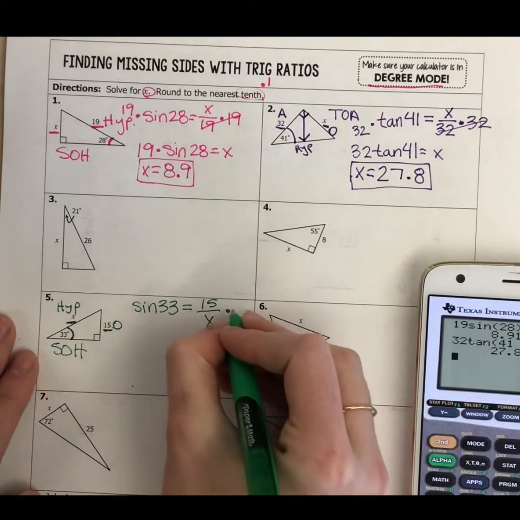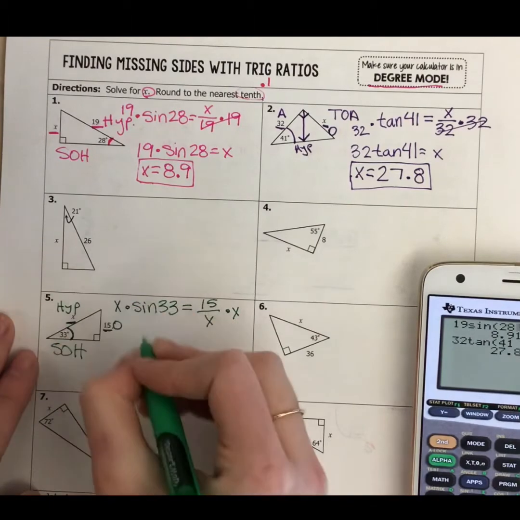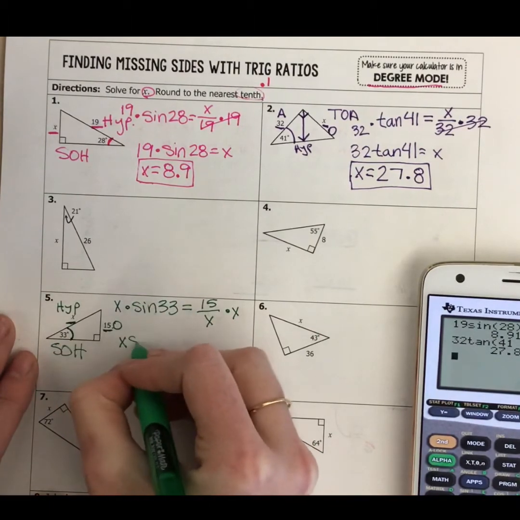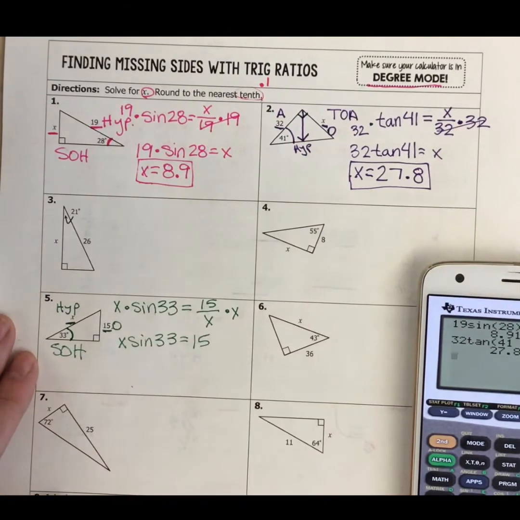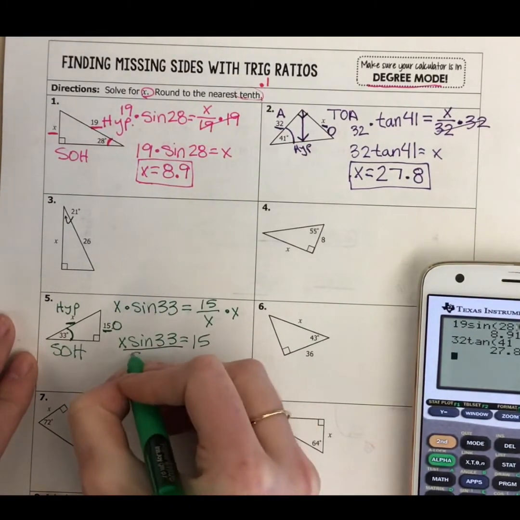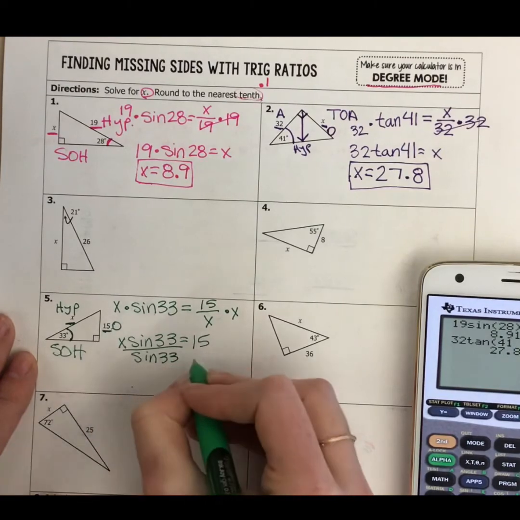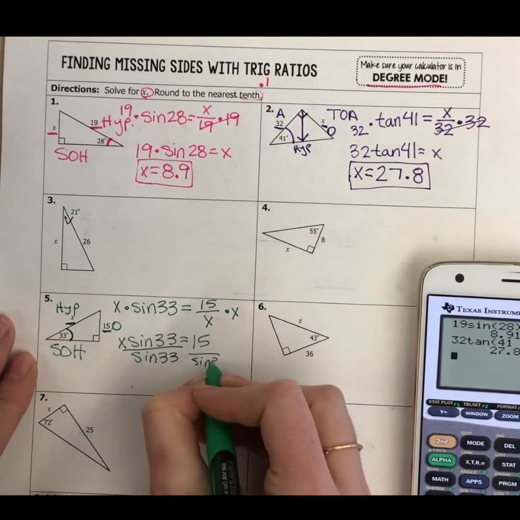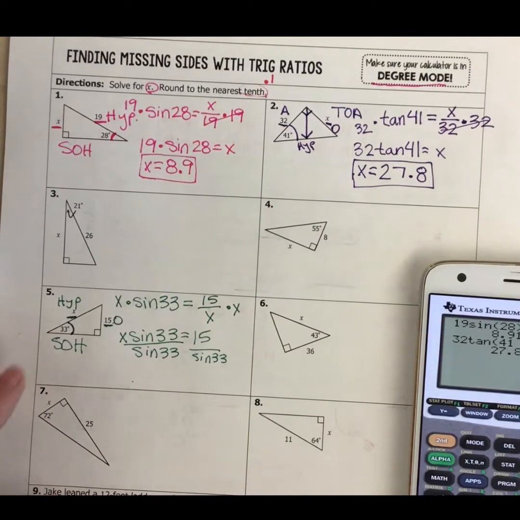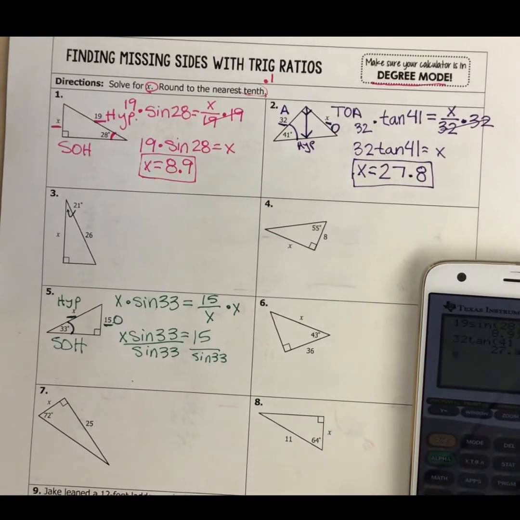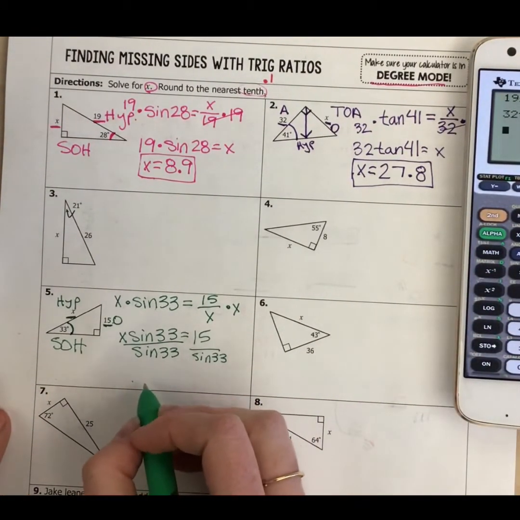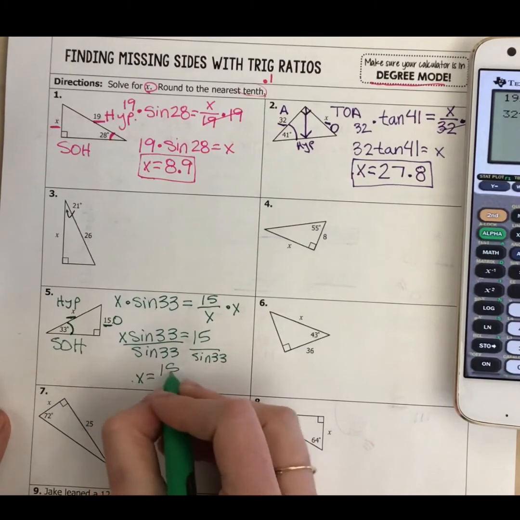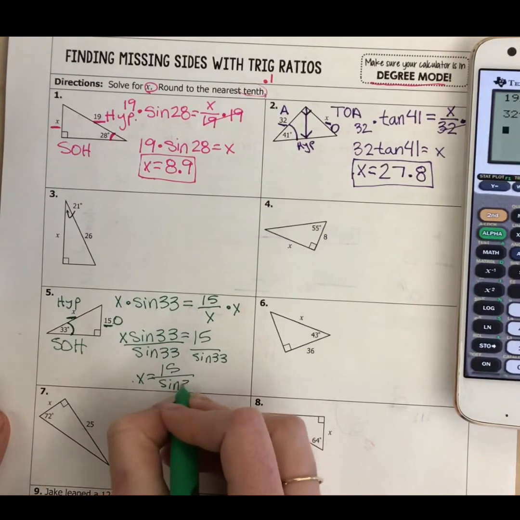You can either multiply both sides by x to get x out from being in the denominator. And then you would divide by sine of 33. Sine of 33 is just a number. It doesn't really matter where it goes. It's just telling us that we are using the sine function to figure out the exact number that we're going to have. So this would say x equals 15 over sine of 33.